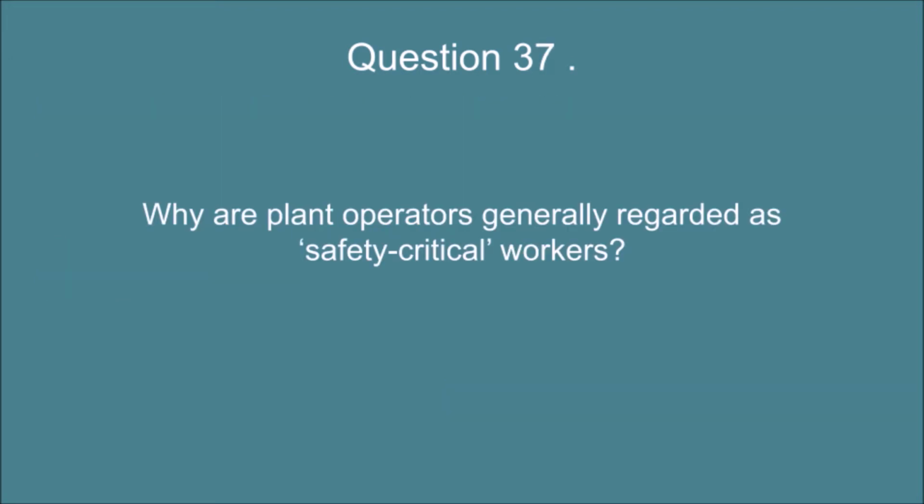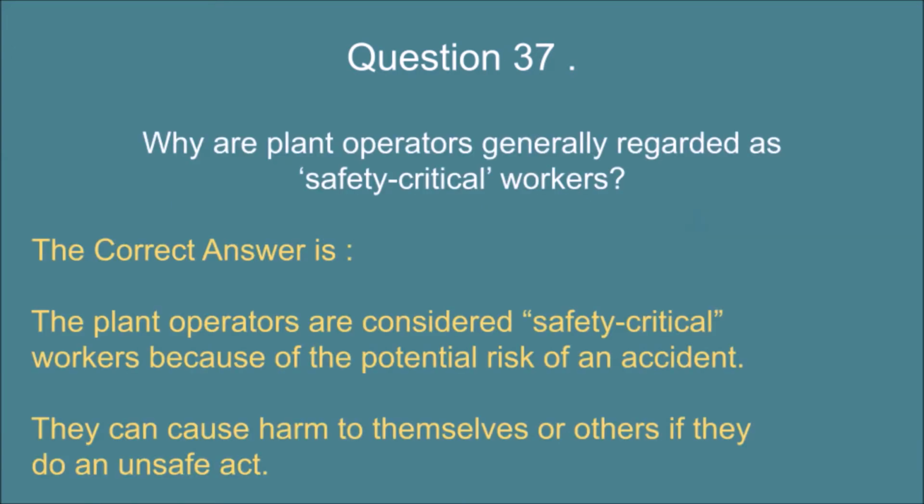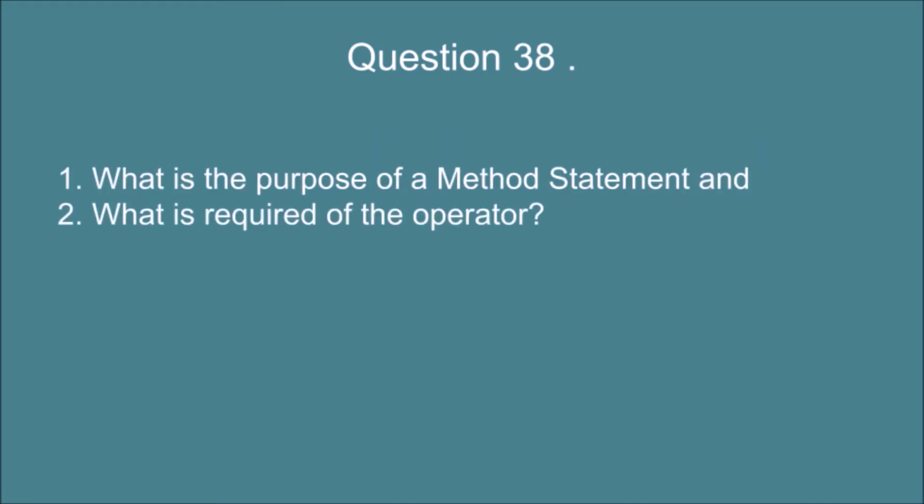Question 37. Why are plant operators generally regarded as safety-critical workers? The correct answer is, the plant operators are considered safety-critical workers because of the potential risk of an accident. They can cause harm to themselves or others if they do an unsafe act.